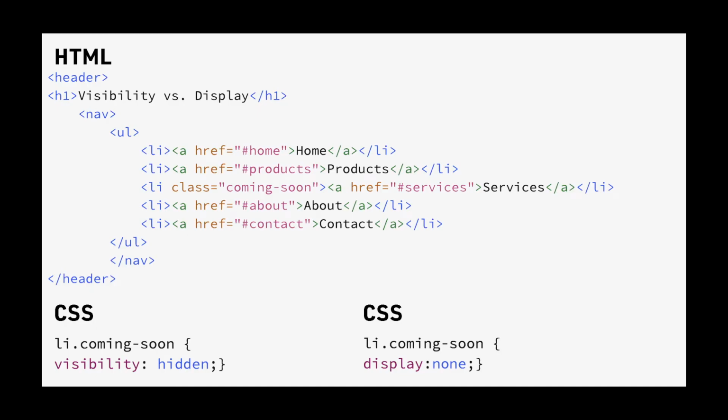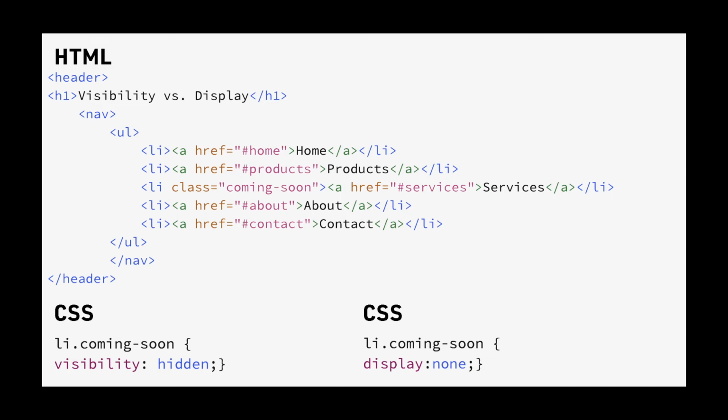Here we have the code. The HTML is at the top and our two CSS options are below. We have added a class attribute to our third list element in our navigation and called it coming soon. So to target this element, we need to use the period and the name, li.coming-soon. Adding the li means it will only target list elements with that class.